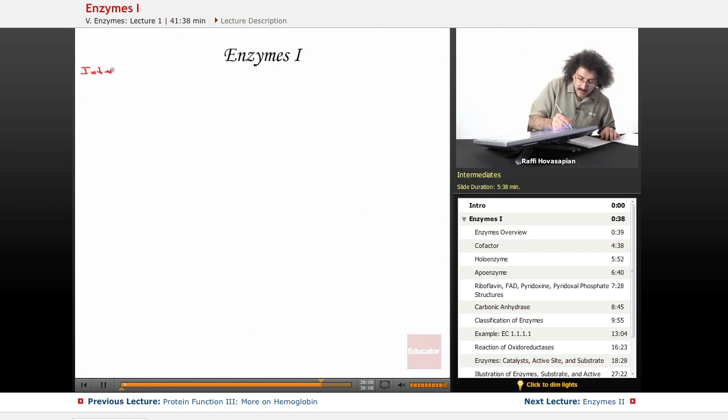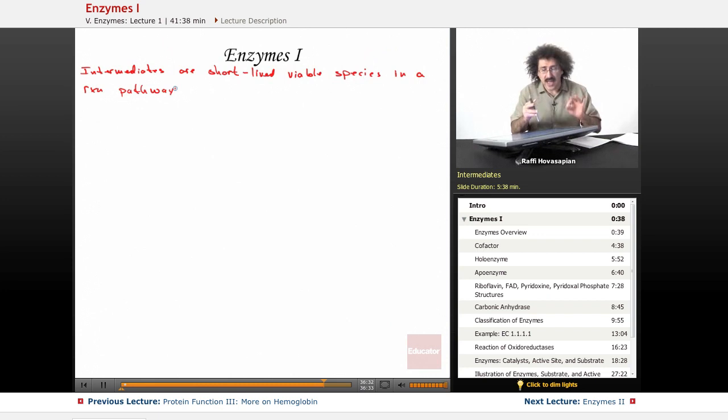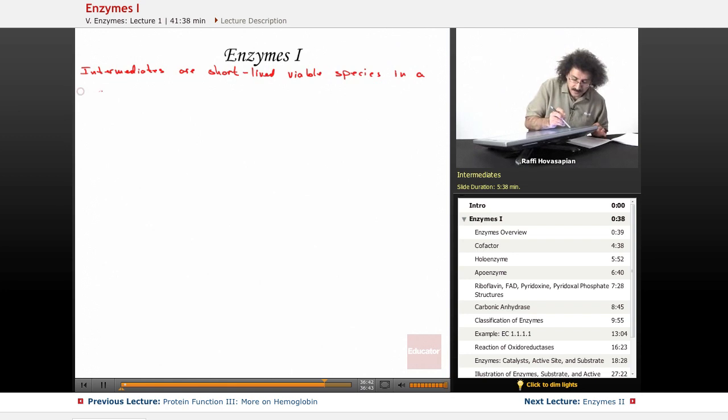So intermediates are short-lived viable species in a reaction pathway. Now, in this case, by pathway, I mean individual reaction. Actually, I won't say pathway because we're going to use pathway in a different context. Intermediates are short-lived viable species in the progress of a reaction.